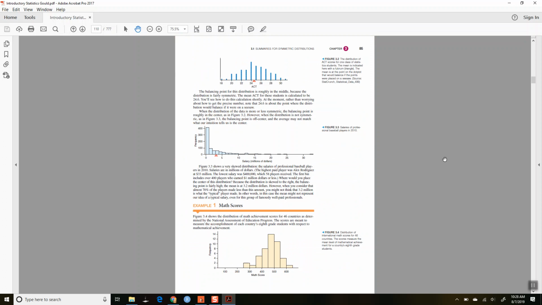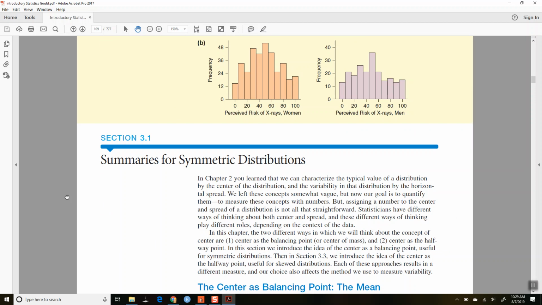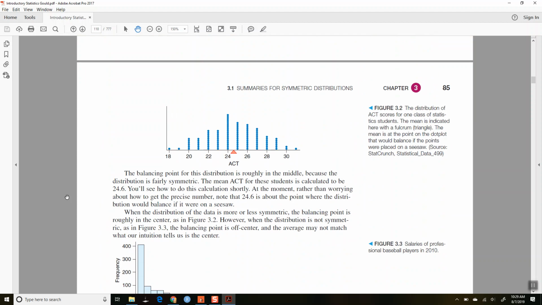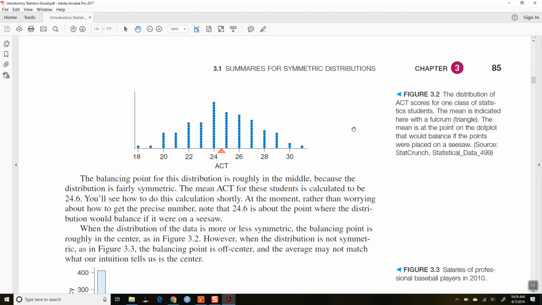We can talk about the shapes of our histograms here. And so here is a dot plot of ACT scores. I guess they asked students, what did they score on the ACT? And these are kind of the numbers that we've seen.